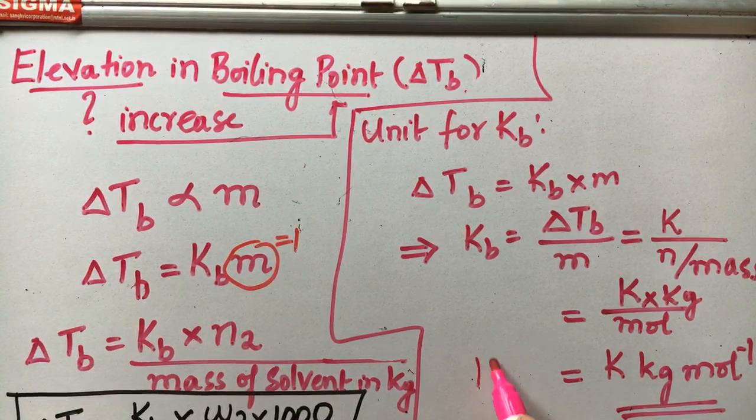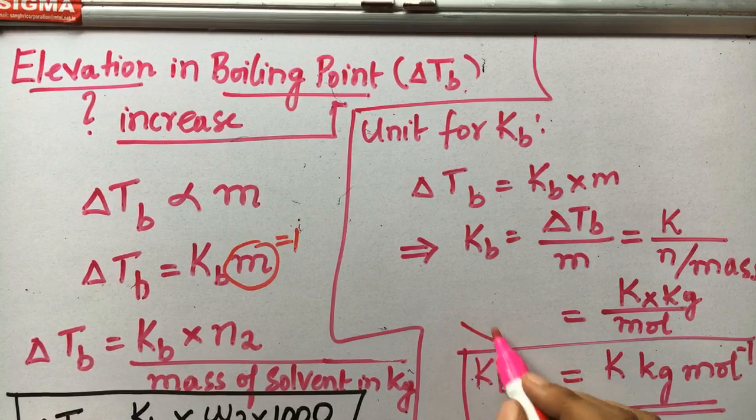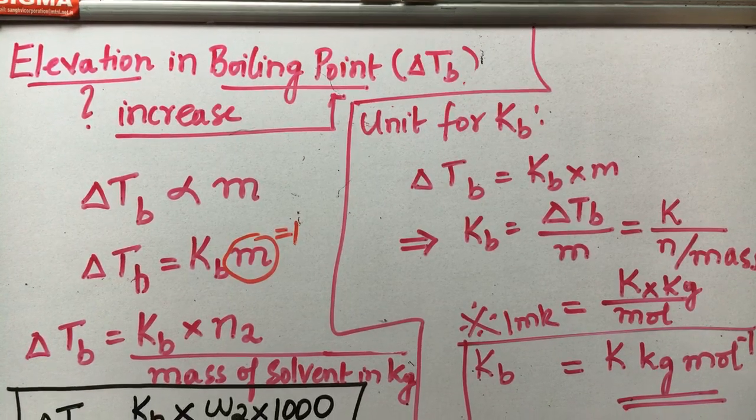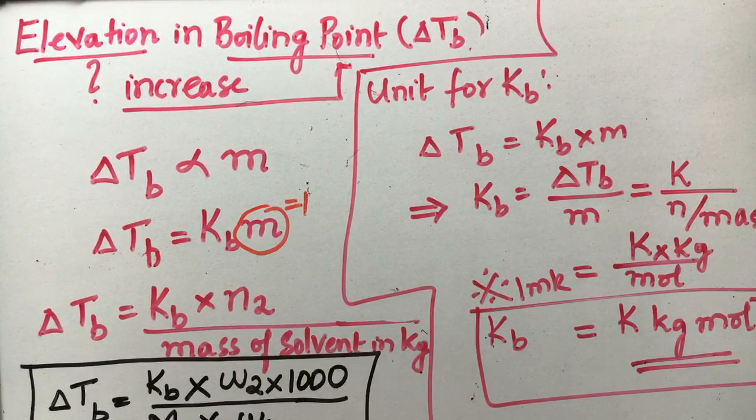It is important. The unit of Kb is asked in the annual examination. So very, very important for 1 mark. What is the SI unit of Kb? Kelvin kg per mole. Take it as a question, mark it. It is very important. This formula you need to learn by heart, students. You need to know that the unit of Kb is equal to Kelvin kg per mole.